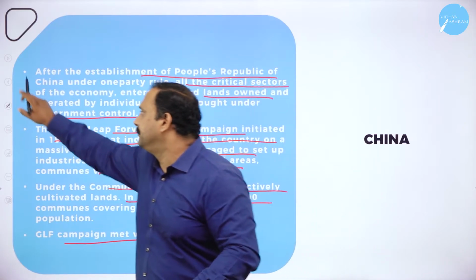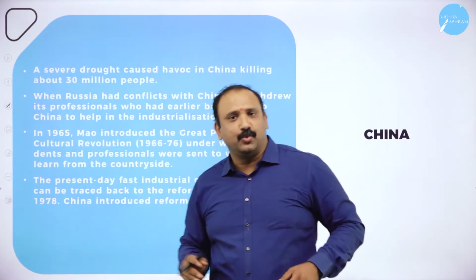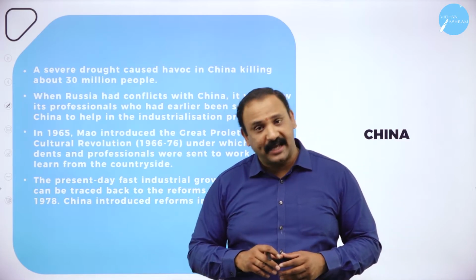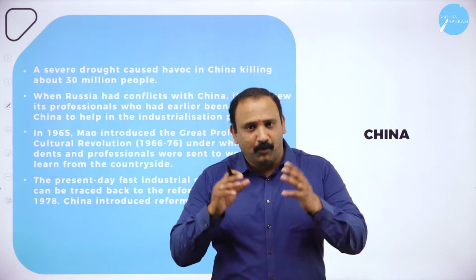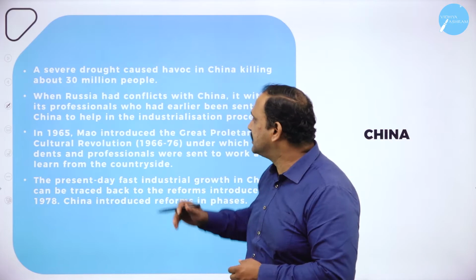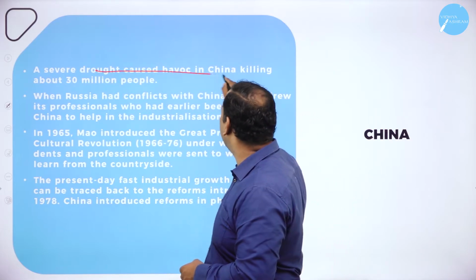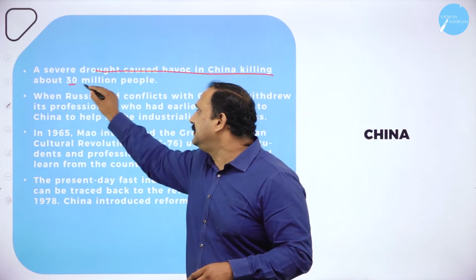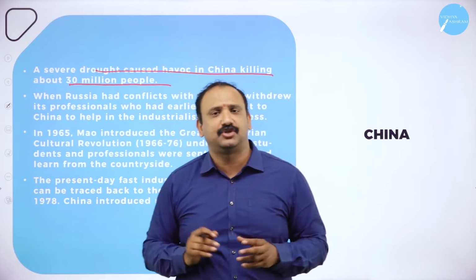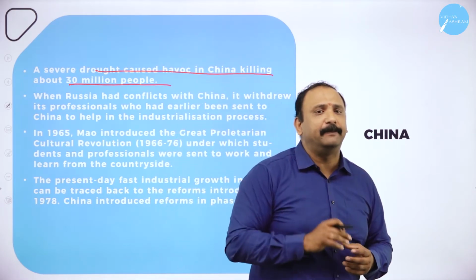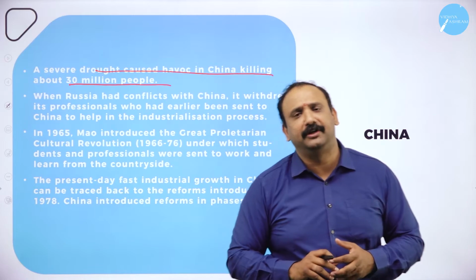Now, moving forward, there was a bad situation that happened in China, and the most drastic thing that happened was a severe drought which caused havoc in China, killing about 30 million people. A very sad story. 30 million people were killed in China because of the drought.